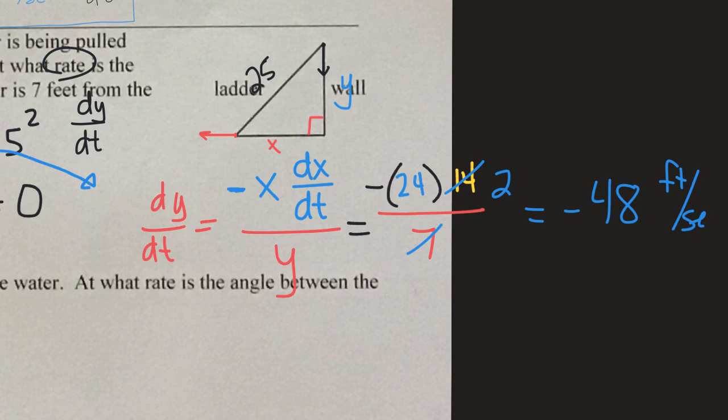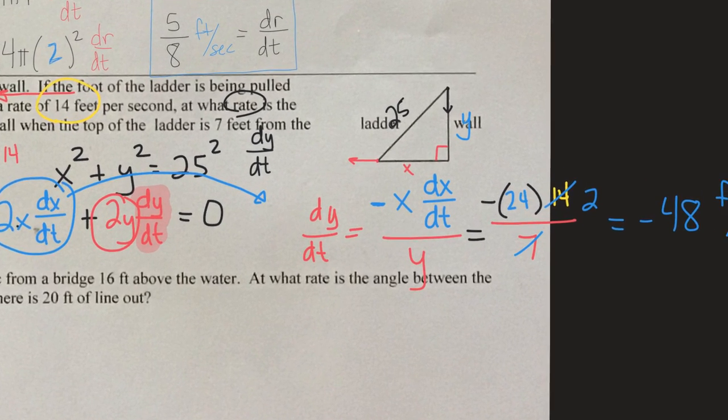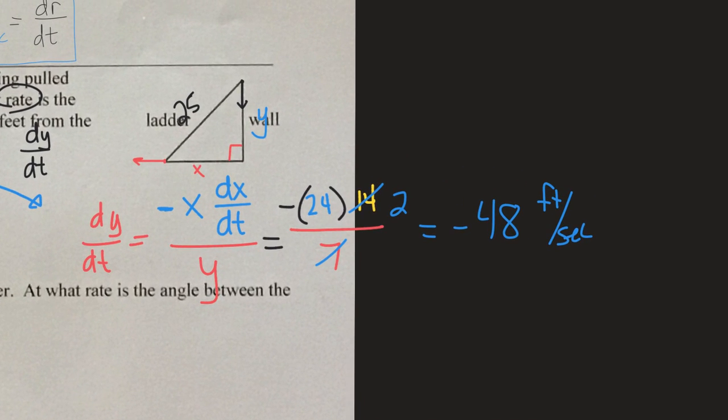feet per second. Right? We were given feet per second as our rates, so those are our units for rate. It makes sense that because the ladder is going down, we would have a negative rate as the answer. Right? The height is decreasing. In this case, pretty fast. You don't want to have your foot underneath that ladder.